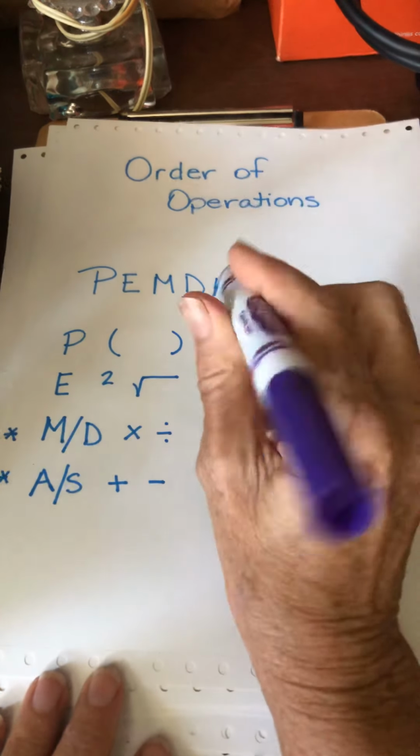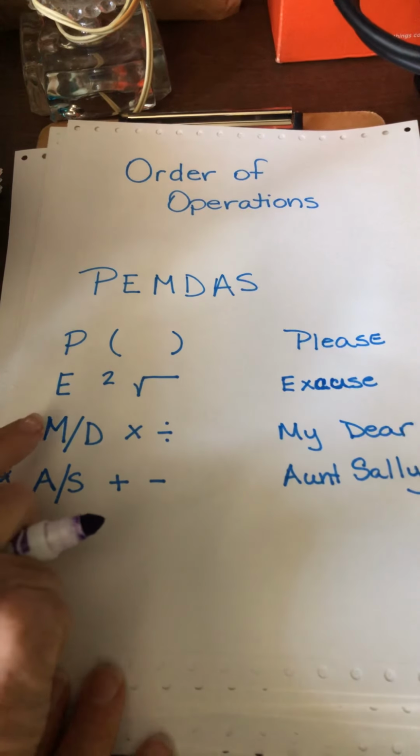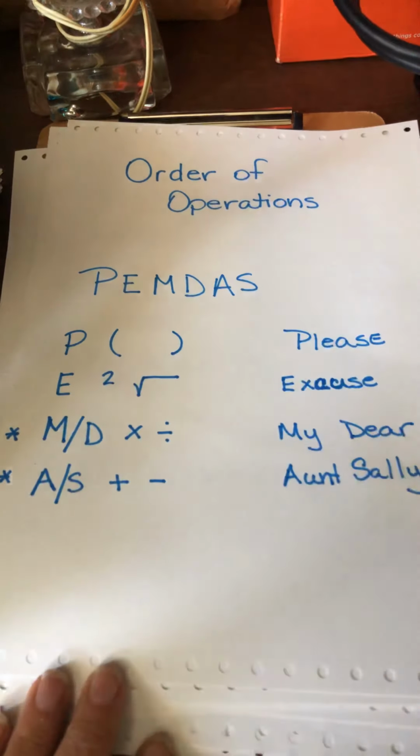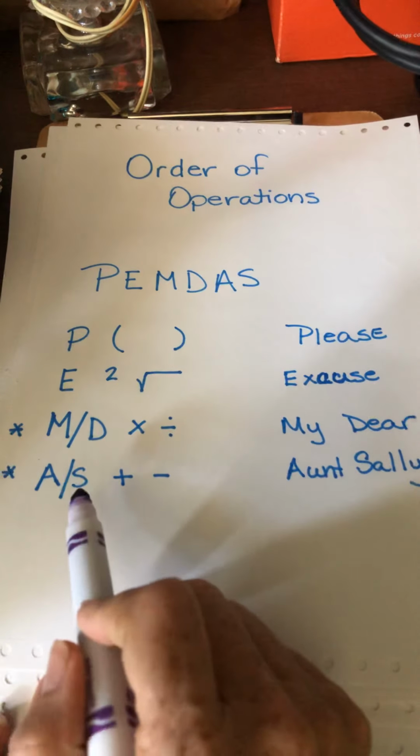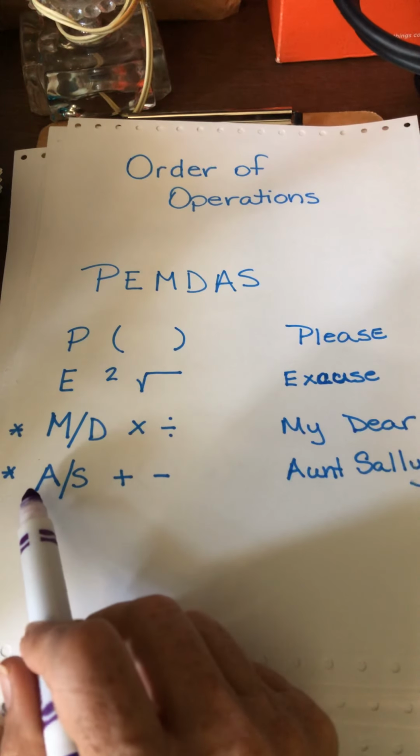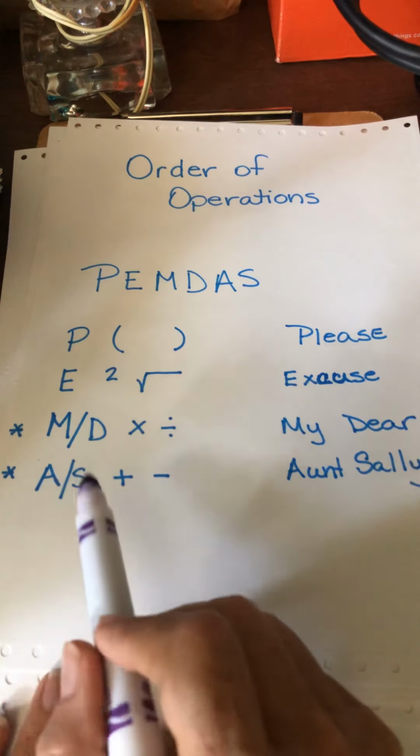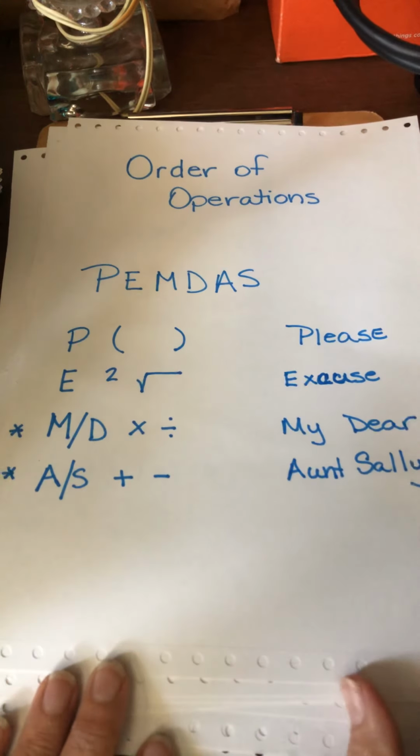One is not more important than the other. However, it's whichever one you see as you read left to right. So if I see a problem, whichever one I see over here is which I do first. And we're going to see some examples of that in a minute. And then the same rule for addition and subtraction. One is not more important. Just because addition is written first here, it doesn't mean it goes before subtraction. It's once again whichever one I see as I read left to right.